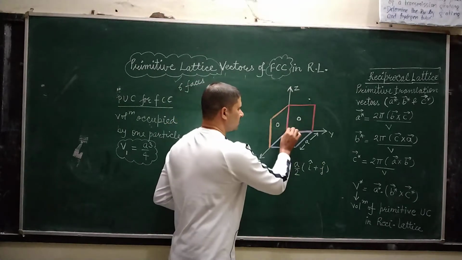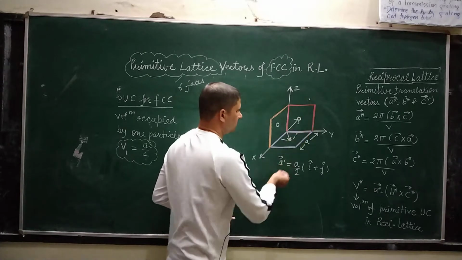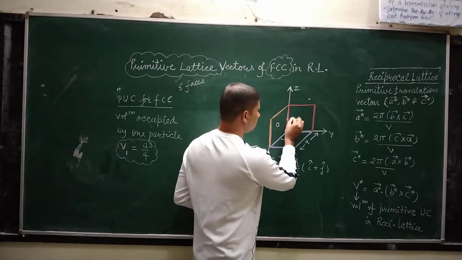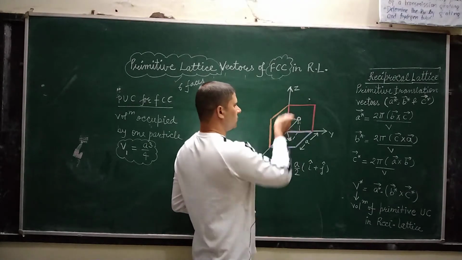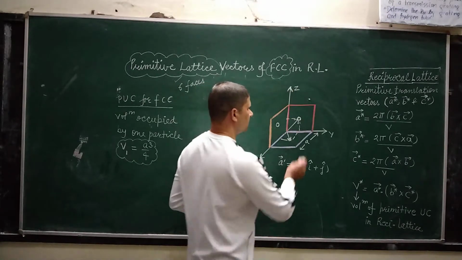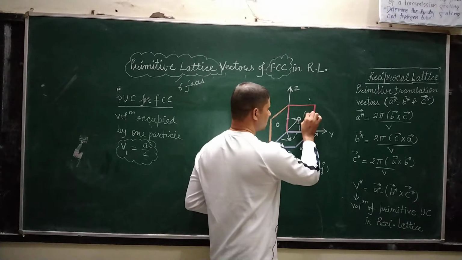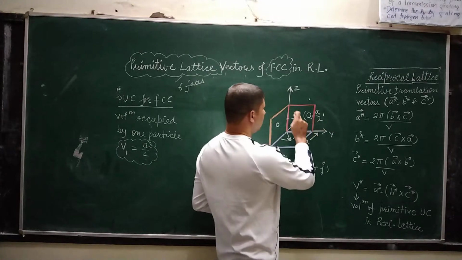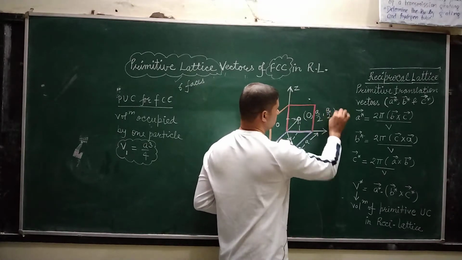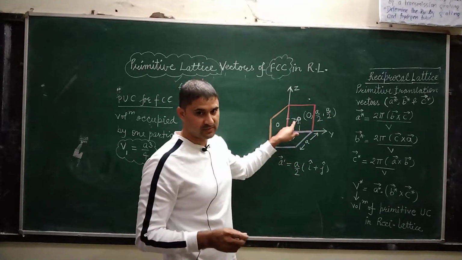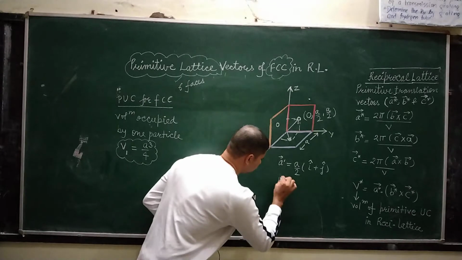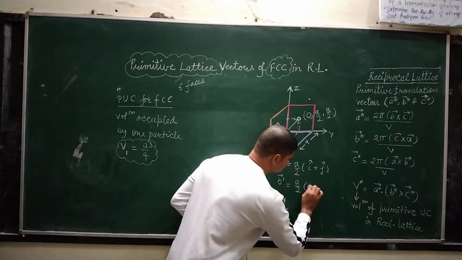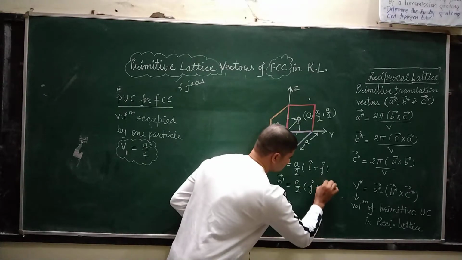In the same way, for this particle, you will see it is in the middle, A by 2 along the Y direction and A by 2 along the Z direction. So its coordinates will be 0 along the X direction, A by 2 along Y, and again A by 2 along Z. So the position vector for this face center will be vector B dash, equal to A by 2 times unit vector J plus unit vector K.